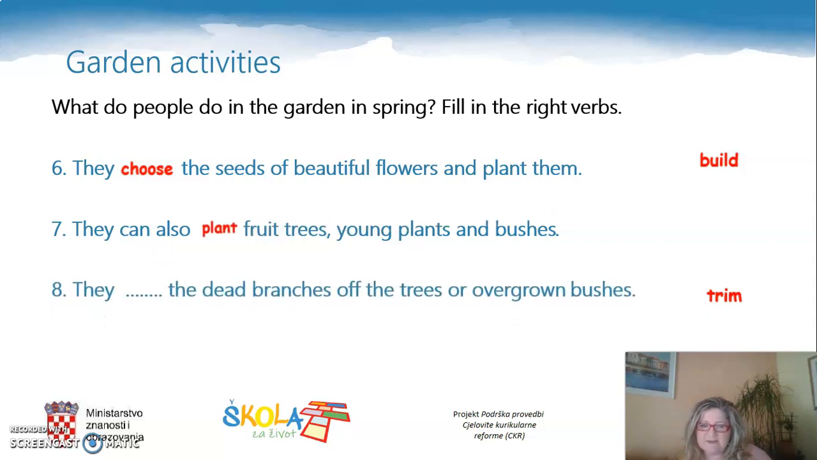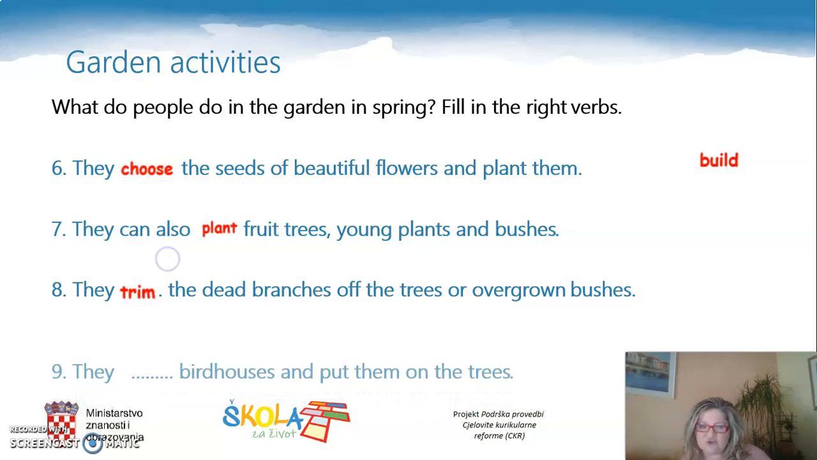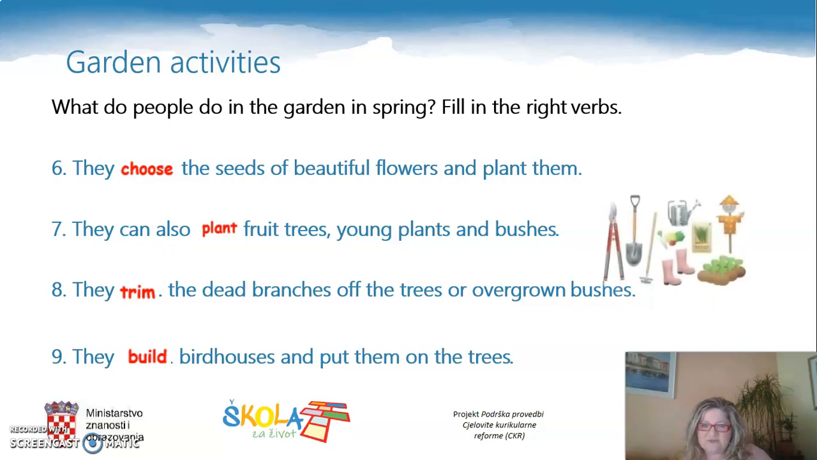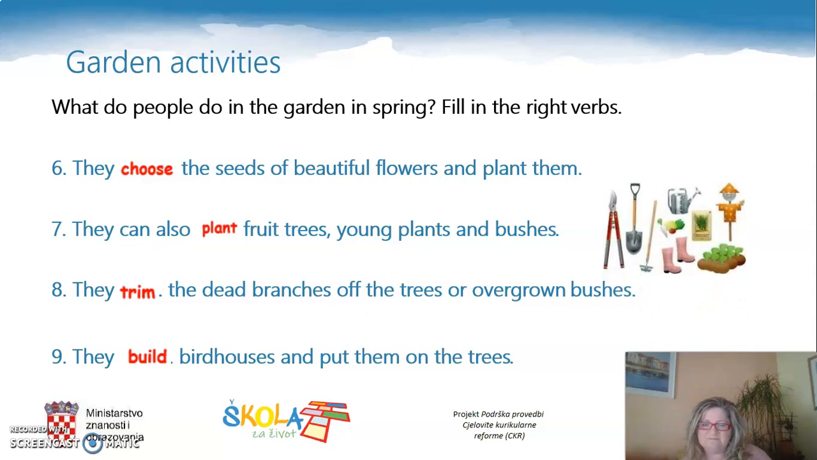Number 8. They, the dead branches of the trees or overgrown bushes. Znači, mrtve grančice sa drveća i prerasloga grmlja potrebno je što? Obrezati, trim. I zadnje sagraditi što? They built bird houses and put them on the trees. Grade kućice za ptice i stavljaju ih na drveća. Ako to nemamo priliku, možemo uvijek na naš prozor staviti posudicu i nekoliko mrvica kruha i ptičice će biti nam zahvalne na tome.